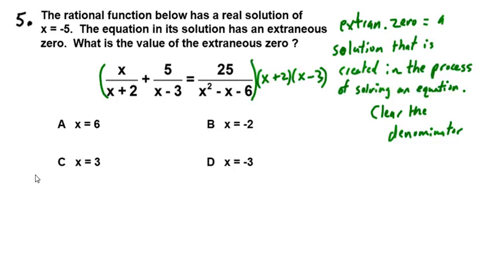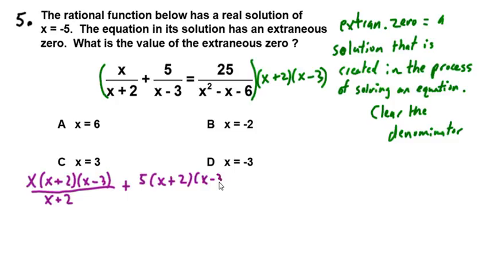Multiplying everything out, I'm going to bring it down below our answer choices. We have x times quantity x plus 2 times quantity x minus 3, over x plus 2. Then we have plus 5 times quantity x plus 2 times quantity x minus 3, over x minus 3. And now on the right side of the equation, we have 25 times quantity x plus 2 times quantity x minus 3.